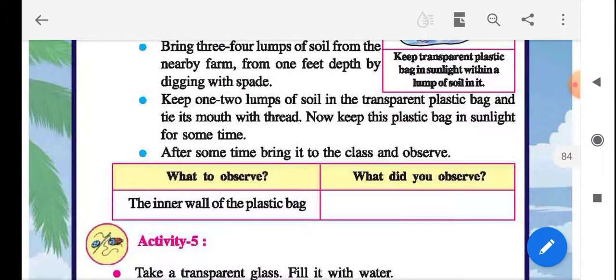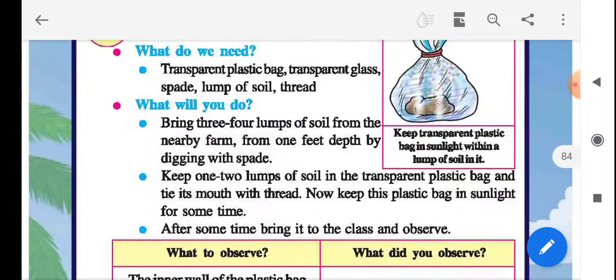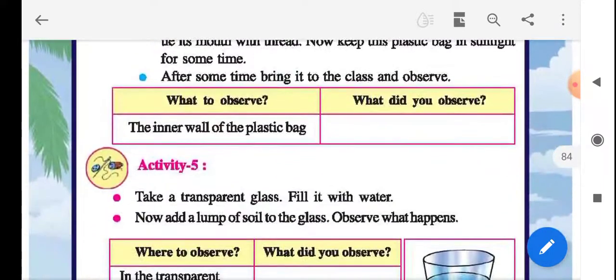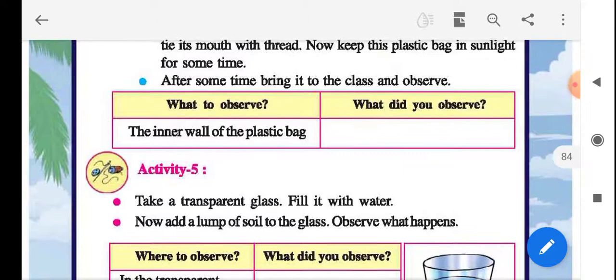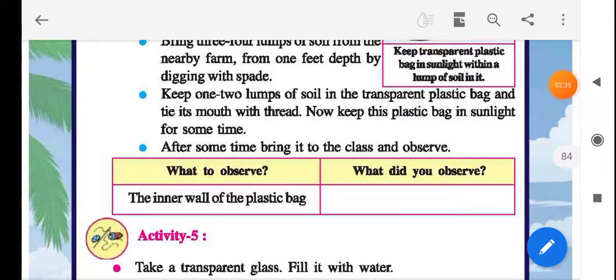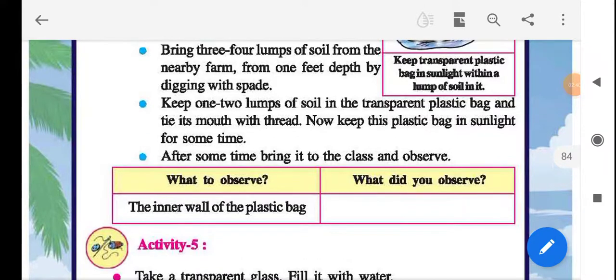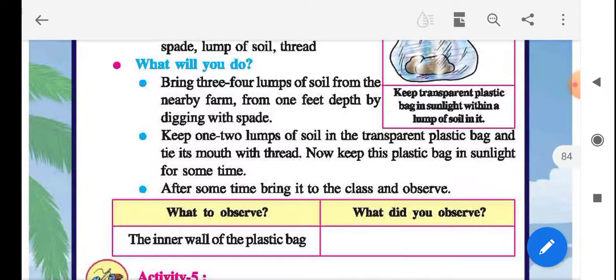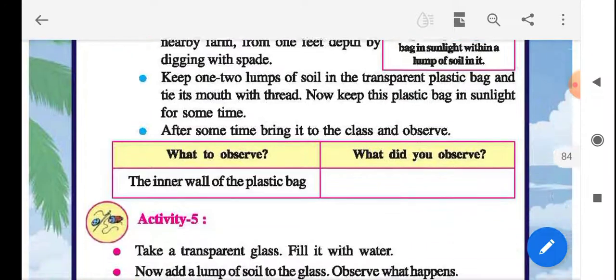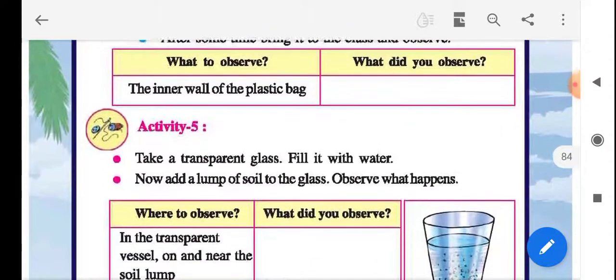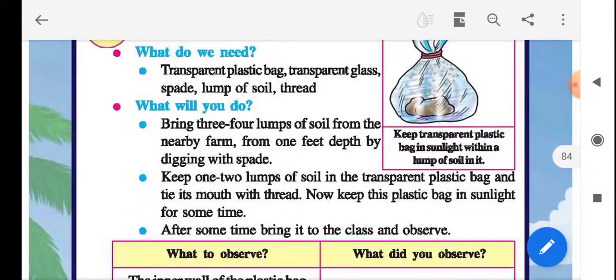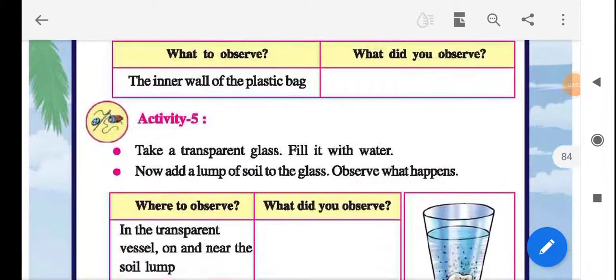Afterwards, what you will observe is that there are some droplets of water in the plastic bag. It is observed that the soil has humidity in it. This humidity is present under the layer of the soil. So this activity is very important for you, and you can do it at home also.